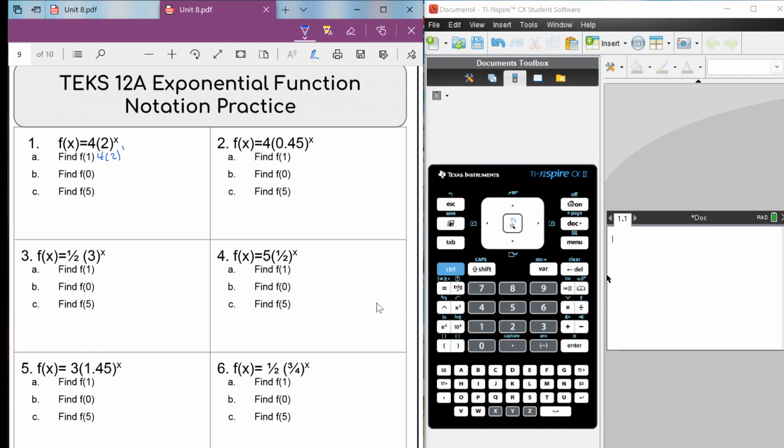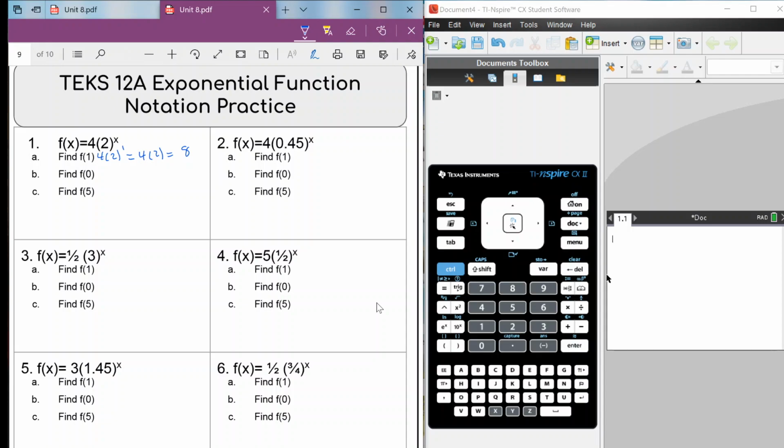And if we're raising anything to the 1 power, it's not really doing anything. So this is just becoming 4 times 2. And we know 4 times 2 is 8. So that's our first answer. When we plug in 1 for x, we get 8.